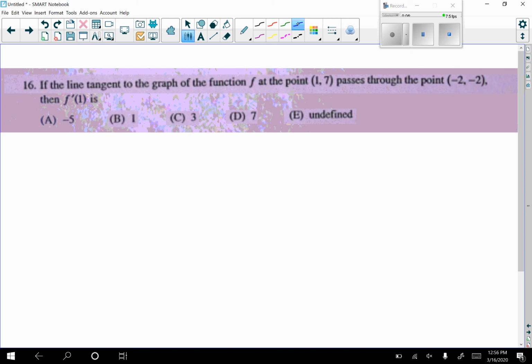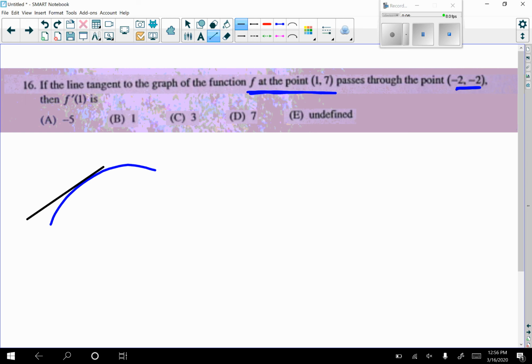All right, for 16, if the line tangent to the graph of the function f at the point 1, 7, so this is where the line is tangent to our curve, and then our tangent line also passes through this. So just looking at a generic curve here, and we have a tangent line. If it's passing through a point here, and I just drew this real quick, this is just 1, 7, and then let's say this other point down here is going to be the point negative 2, negative 2.